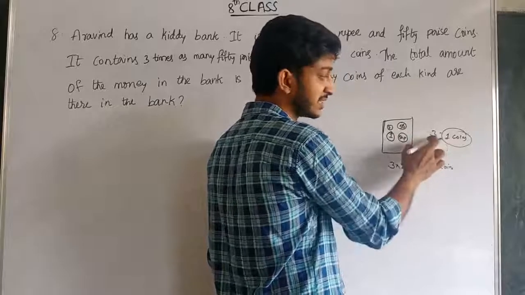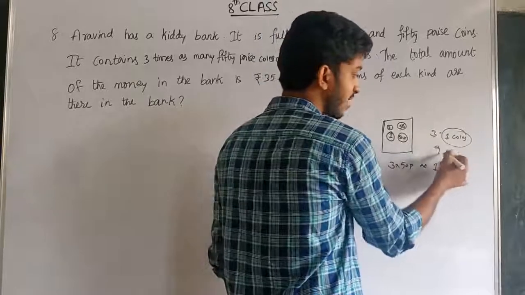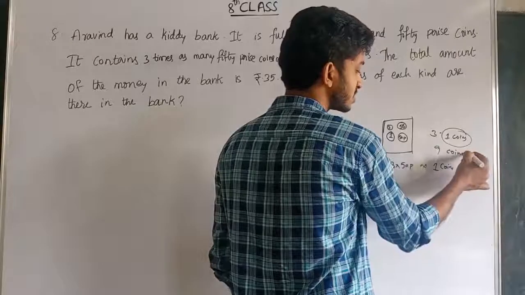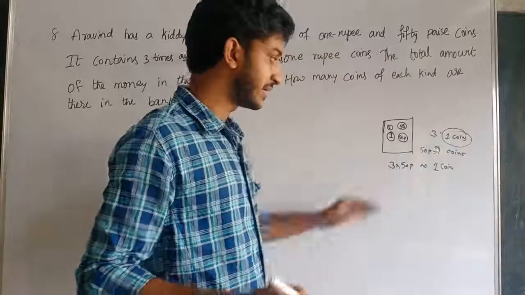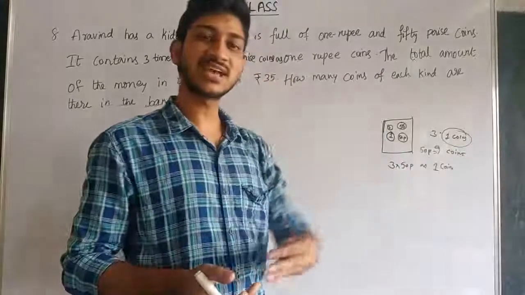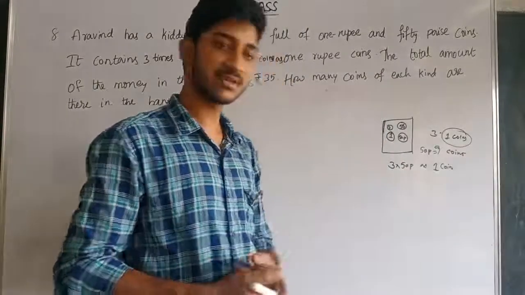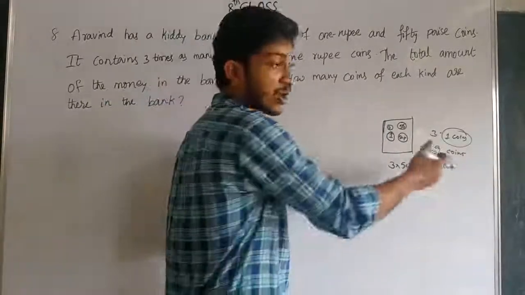3 times means 3 into 3, 9 coins. 50 paisa coins are 9 coins. It is the multiplication of 3 times x. It means it is 3 times the 1 rupee coins.